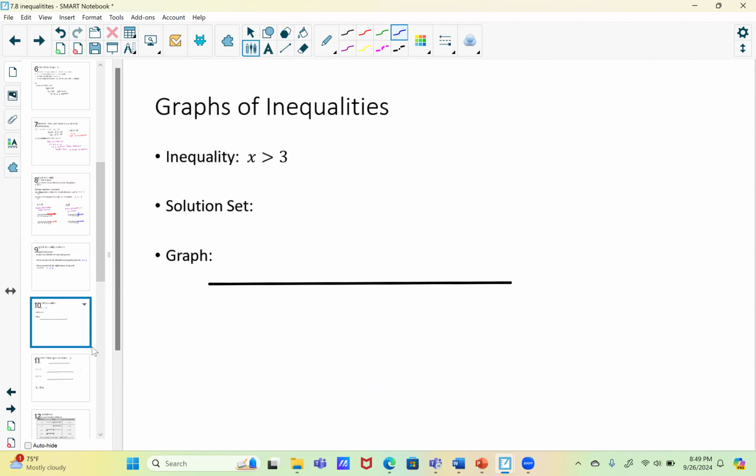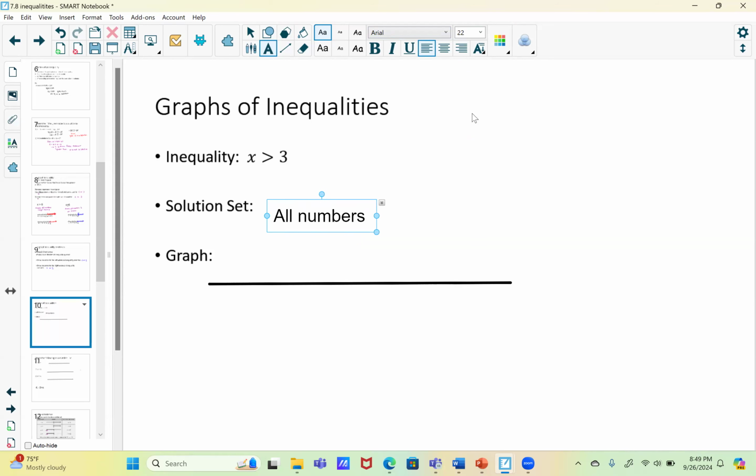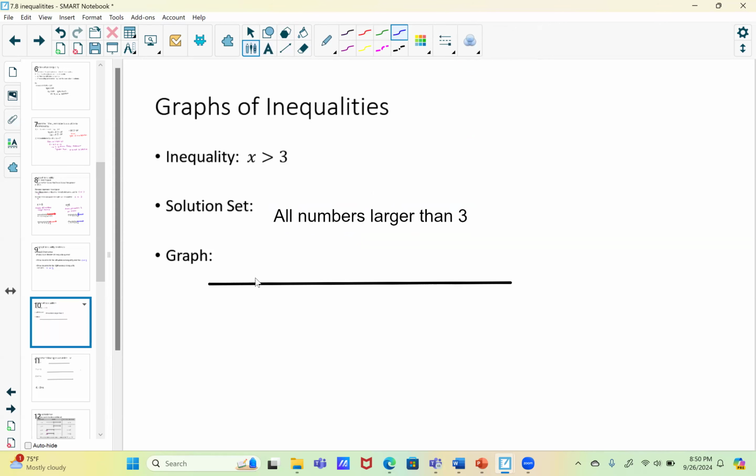So I made that example up. Let's look at the example in the notes. It says the inequality x is greater than 3, and it says solution set. The solution set is all the possibilities. So we're looking for all numbers larger than 3, or greater than 3. Again, 3.1, 4, 5.1, 5.5, anything greater than 3. So if I'm graphing it, I put my numbers on my number line. I need to go up to 3.